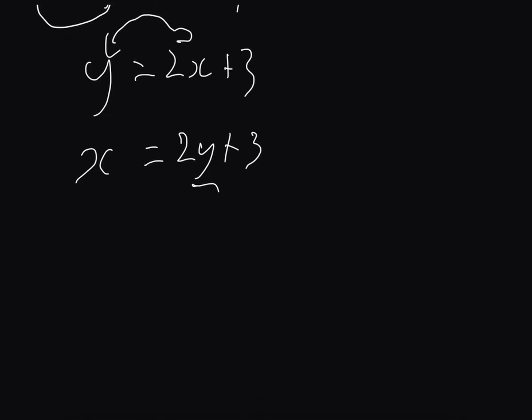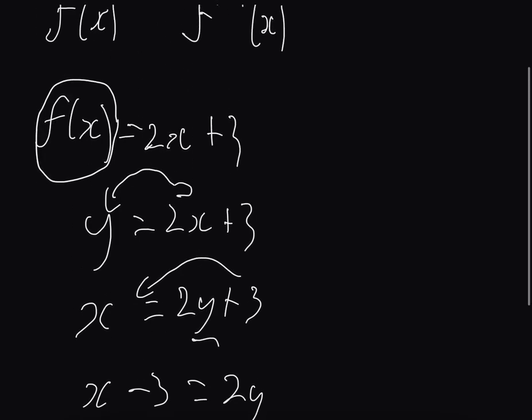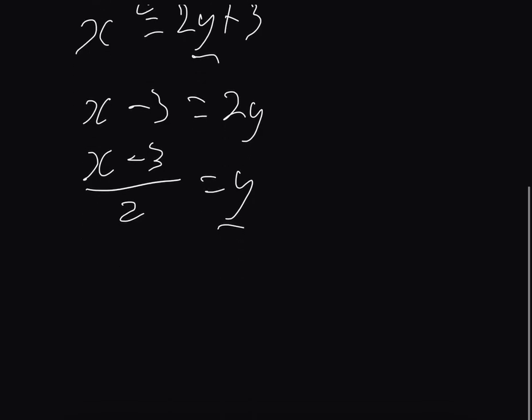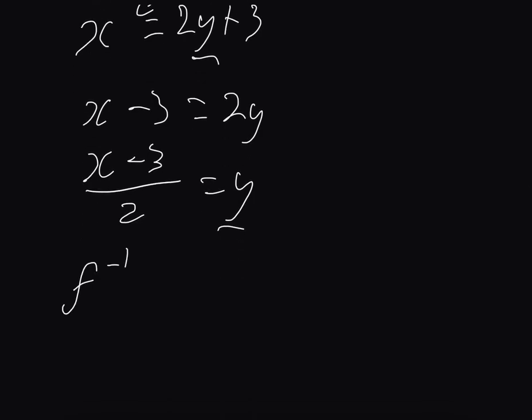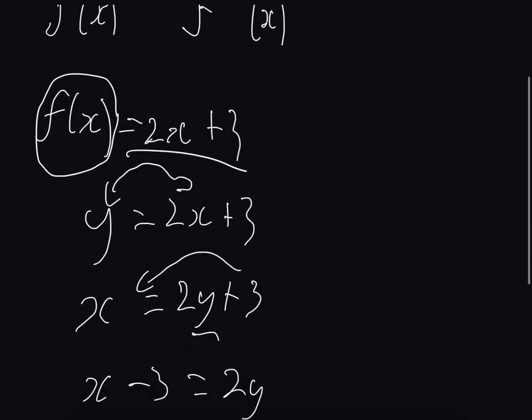So here we'll just move the 3 over to get x minus 3, remember to switch the sign, equals 2y. And here we just have to simply divide by 2 on both sides. So we get x minus 3 over 2 equals y. And remember how we swapped f of x for y? Here we just have to swap it back. So we just get f inverse x equals x minus 3 over 2. So this is the inverse function of 2x plus 3.